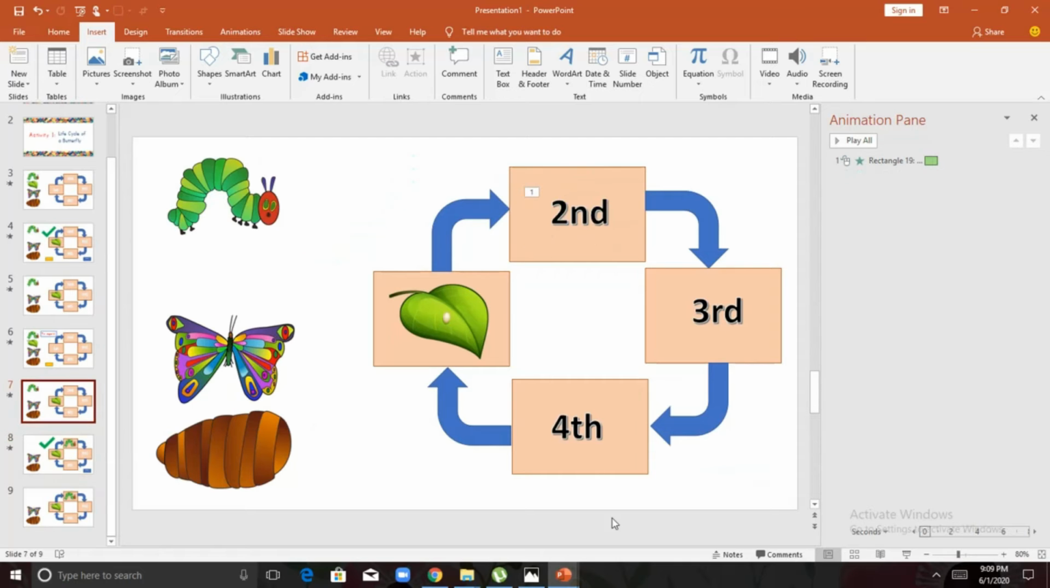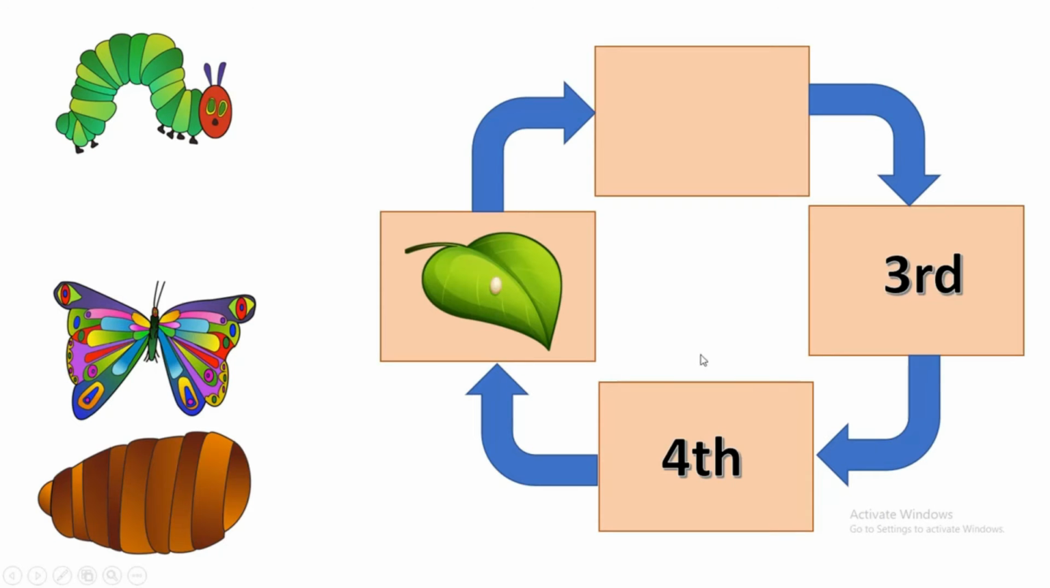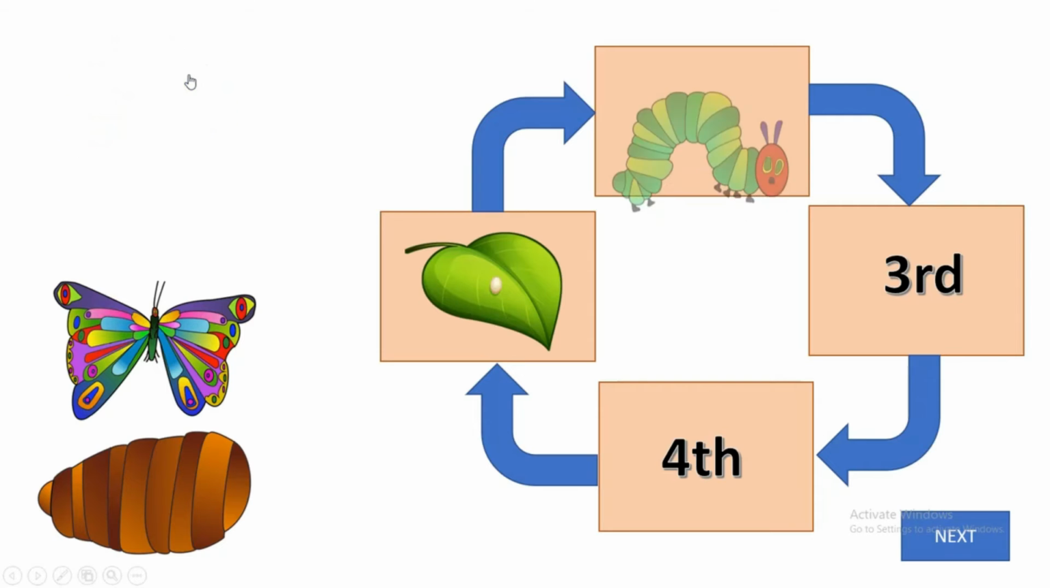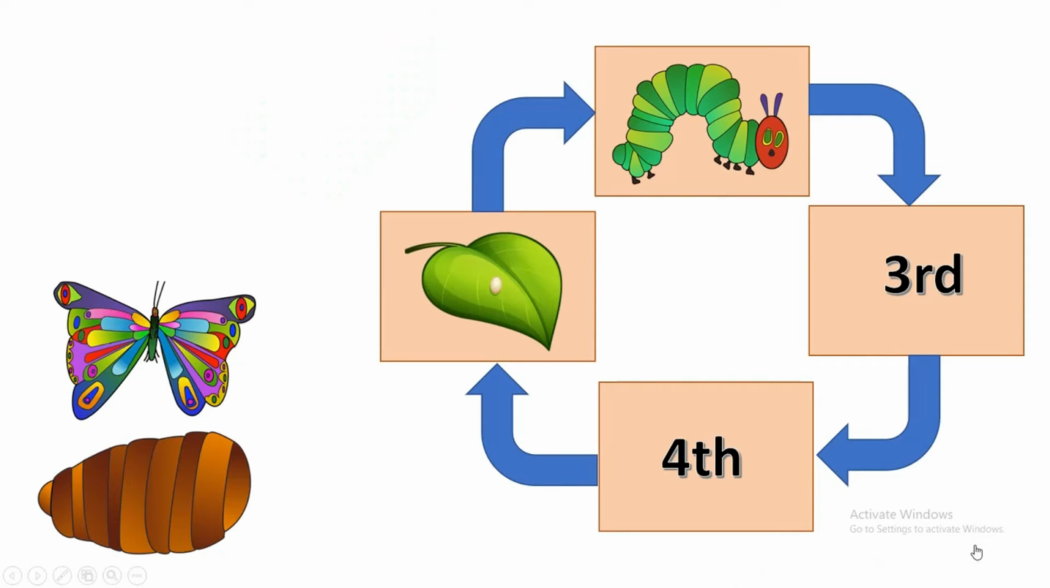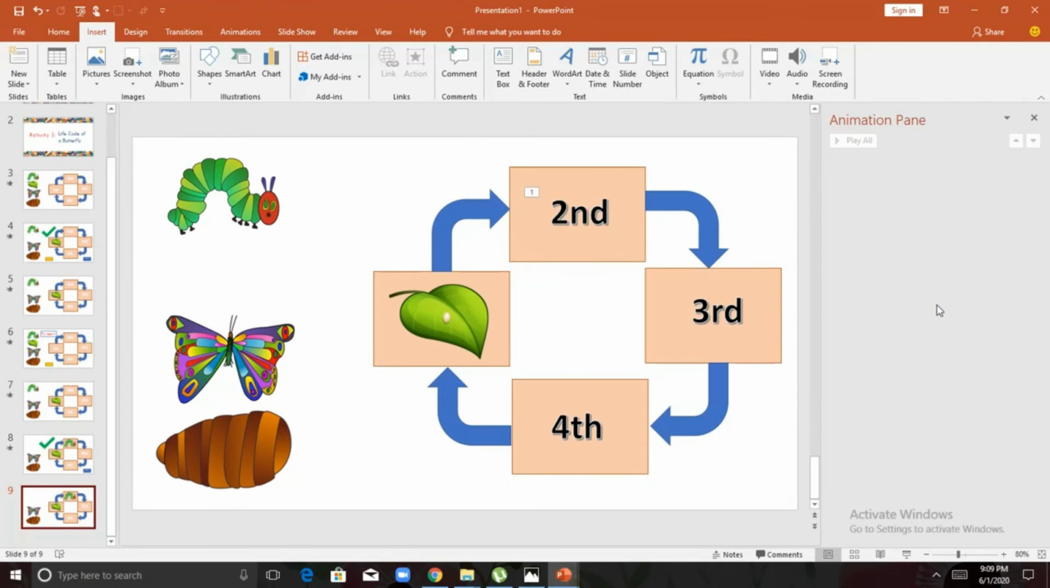So let's check. So this is slide 7. We already have the first one. So it appears here. We want to do the second one. So let's click the correct answer, which is the caterpillar. Yay! And then, let's go next to the next item. So this time, we need to answer third. Okay, so we already have the correct answer for the second stage. How about for the mistake?